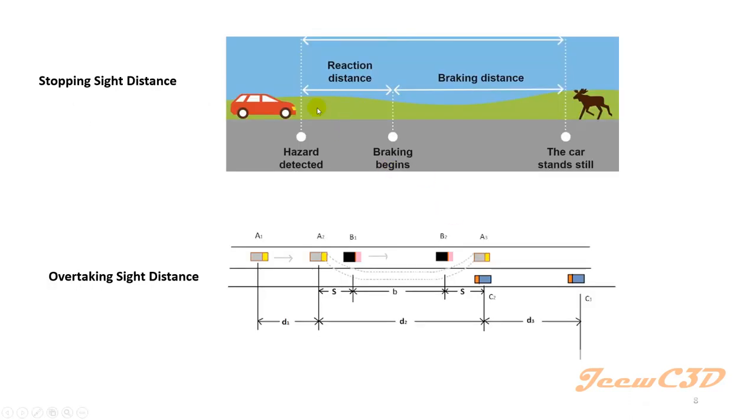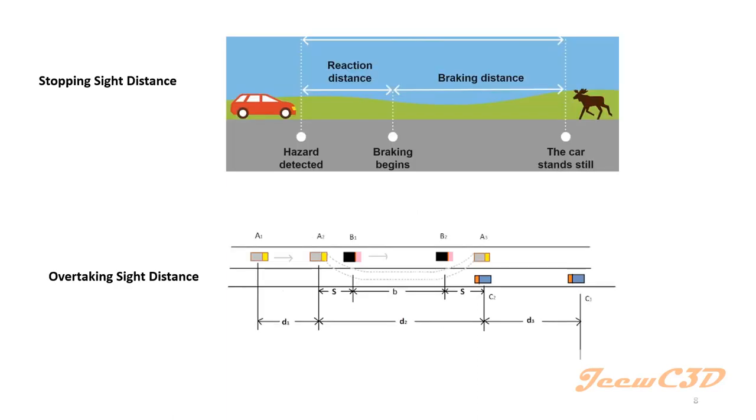So in this example, a car is driving and an animal is here. The car driver detects that there is an animal in the road. Then he decides that he should brake and stop the vehicle. Until he decides that, during the reaction time, the vehicle travels some distance. Then he applies the brake, the vehicle decelerates and stops just before hitting the animal. This total distance is called stopping sight distance.